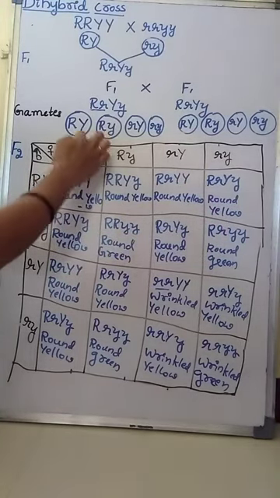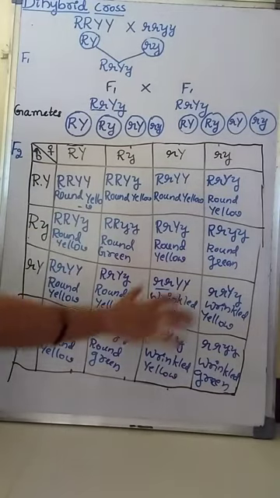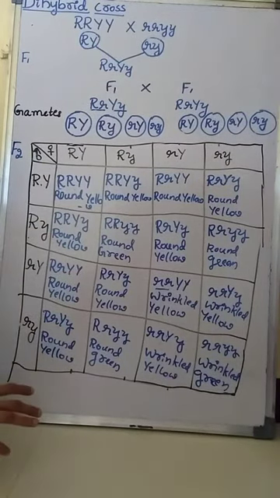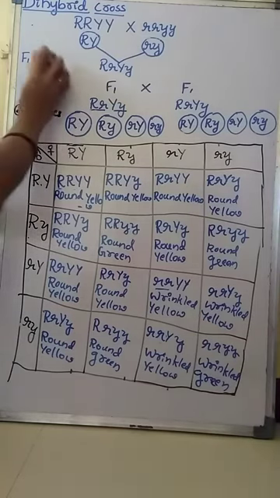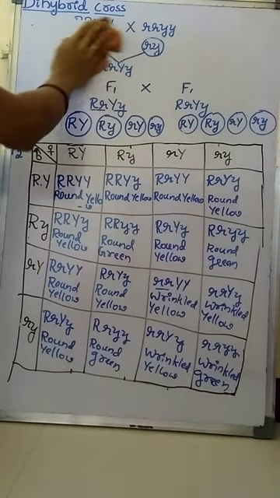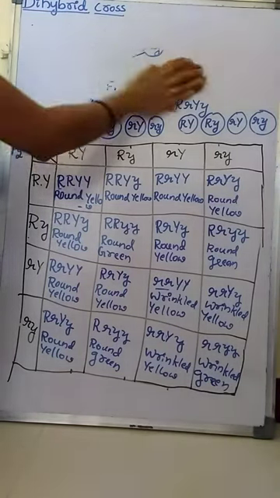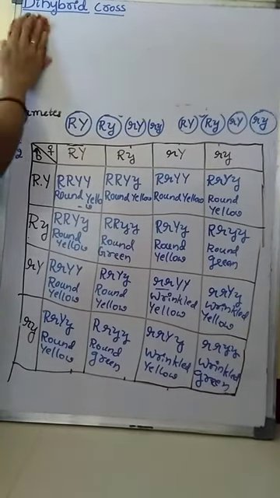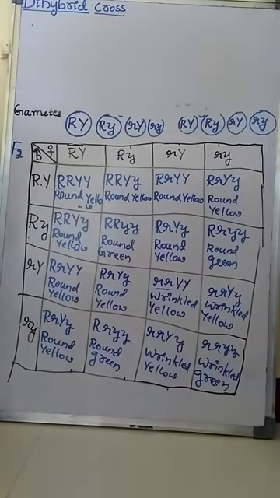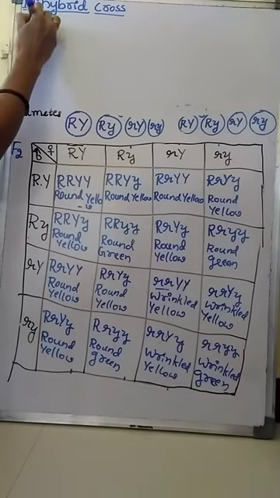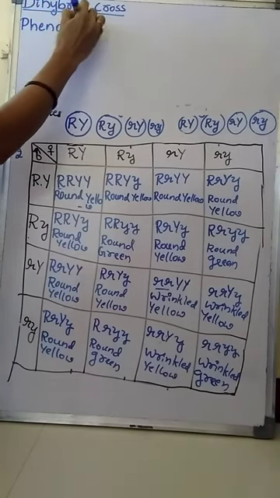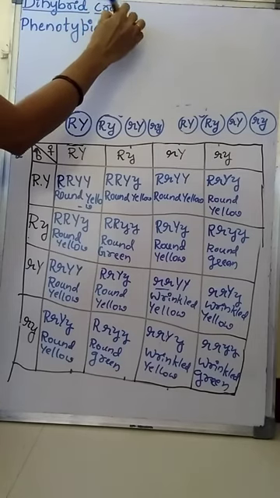Instead of crossing the gametes individually, with the help of the checkerboard we can easily write the F2 generation or second filial generation. Next step is the phenotypic ratio. I will write the phenotypic ratio here. The phenotypic ratio of a dihybrid cross is very, very important. Phenotypic ratio means, phenotype means external appearance.